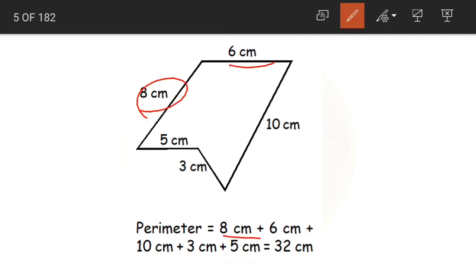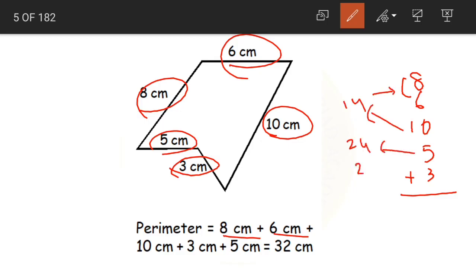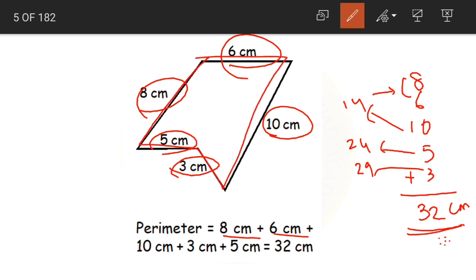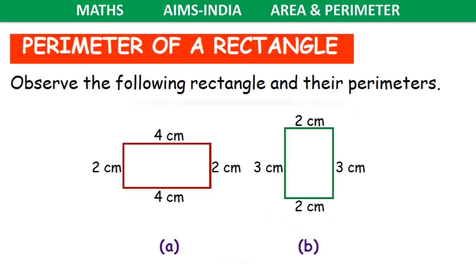8 centimeters plus 6 centimeters plus 10 centimeters plus 3 centimeters plus 5 centimeters. Let us add all these together and see. 8 plus 6, 14. 14 plus 10, 24. 24 plus 5, 29. 29 plus 3, 32. 32 centimeters is our answer. And what is this? This is the perimeter. Perimeter is nothing but the boundary area. It is found out by adding the lengths of the given sides. Is this clear, children? How to find out the perimeter of a given figure?